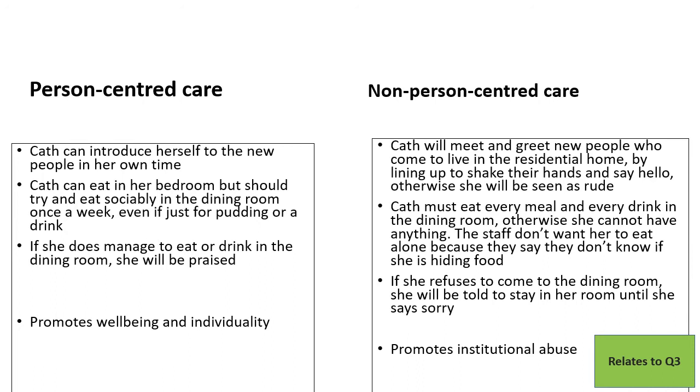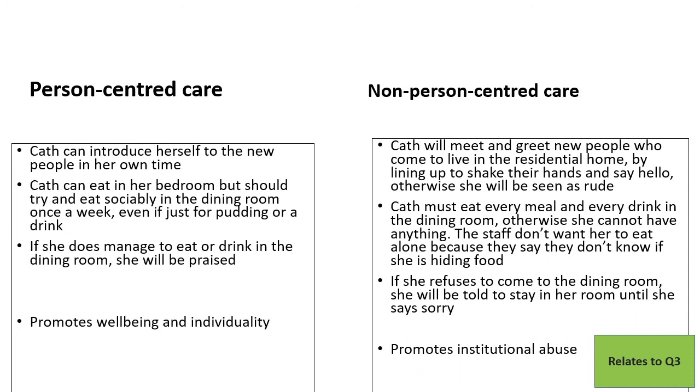So that person-centered care is about working with Kath and looking at her individual needs, and working with her to try and encourage her to, like it says, introduce herself to people in her own time, and asking her, like once a week, she can eat in the dining room. So we're encouraging it gradually rather than getting her stressed by asking her to do it all the time.